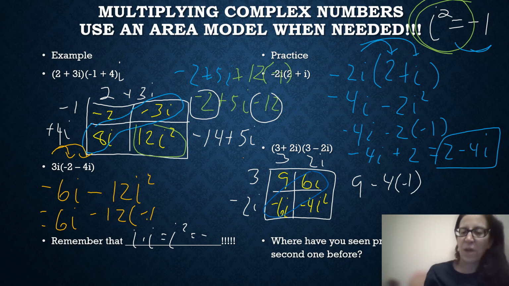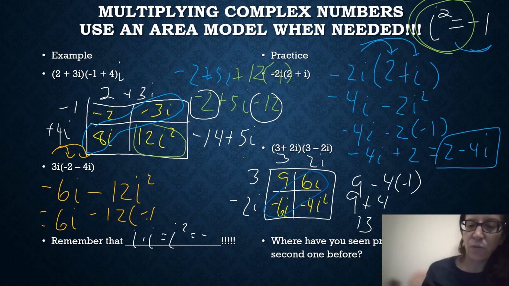But remember what i squared is. It is negative 1. So this is just a fancy way of saying 9 plus 4, which is 13, which is a real number. And the question down at the bottom there is, where have you seen problems like the second one before? So remember, math is consistent. We don't just learn something and then throw it out. We learn something and then we hang on to it because it's probably going to come back again.